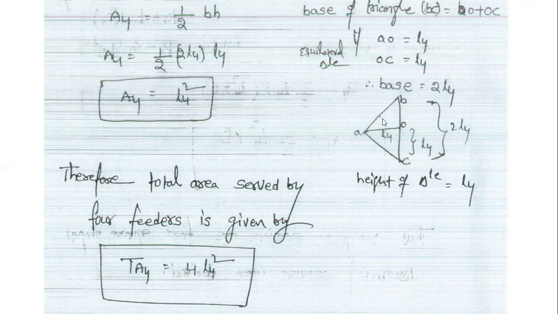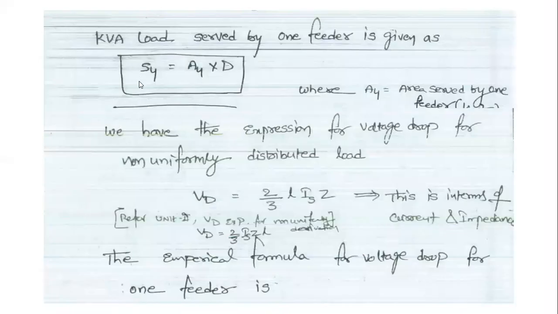Therefore, base BC is equal to AO plus OC, that is equal to L4 plus L4, that is 2L4. Then substitute: base is 2L4 and height is L4. Therefore 2 into L4 square, the 2 gets cancelled, then A4 is equal to L4 square. Therefore, the total area for all the 4 feeders is 4L4 square. Next, we calculate the power.